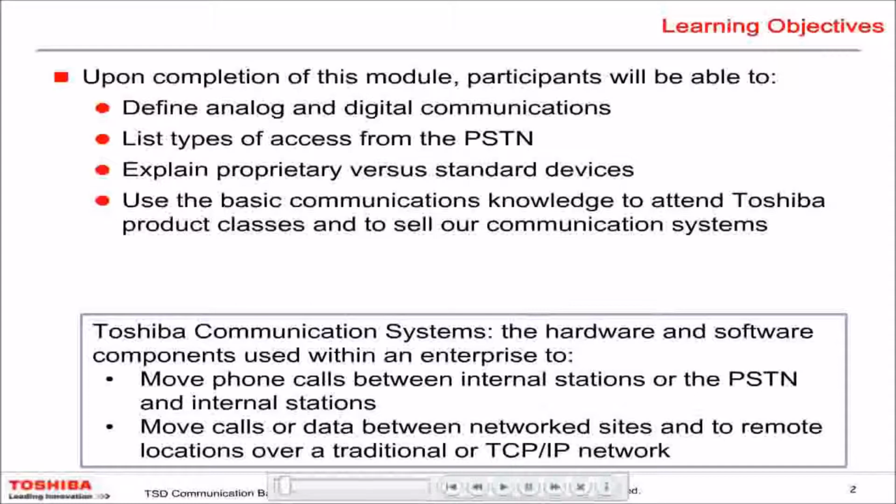Upon completion of this course, you will be able to define analog and digital communications, list types of access from the public switch telephone network or PSTN, explain proprietary versus standard devices, and use basic communications knowledge to attend Toshiba product classes to sell our communication systems.